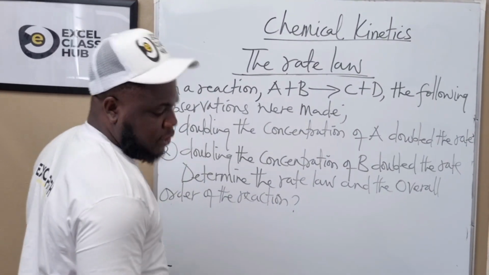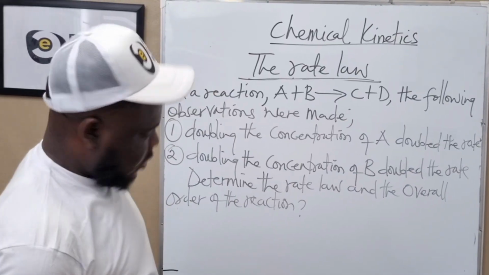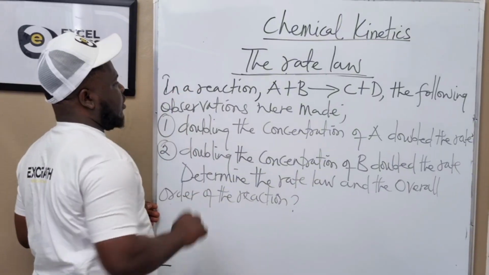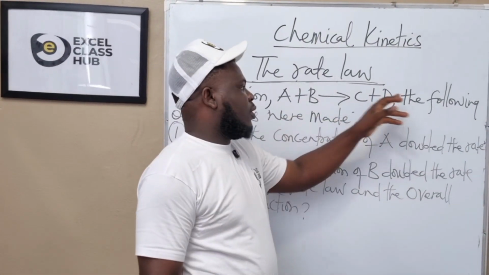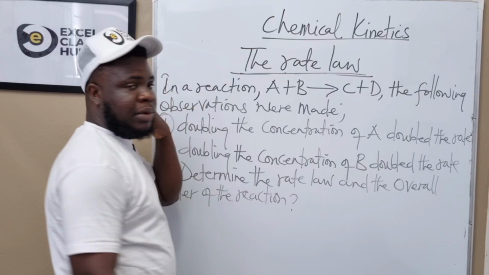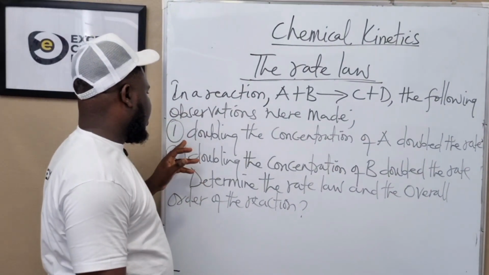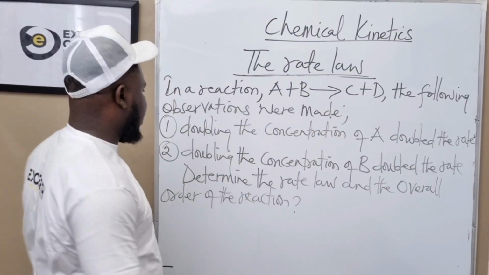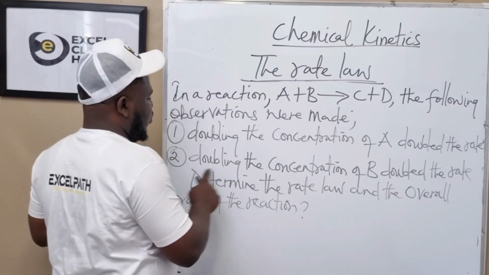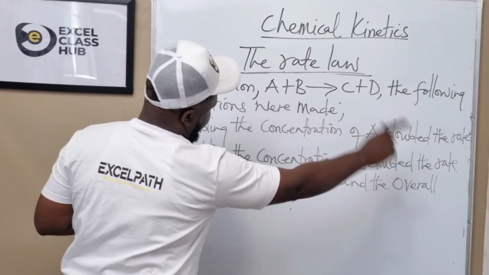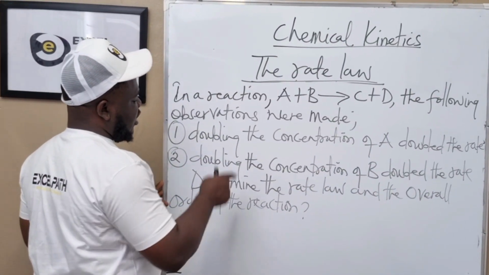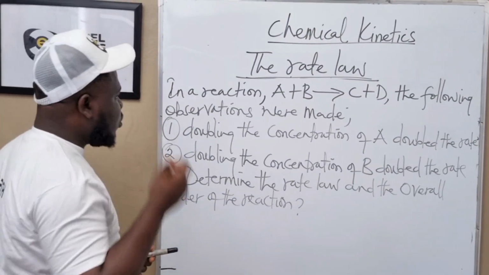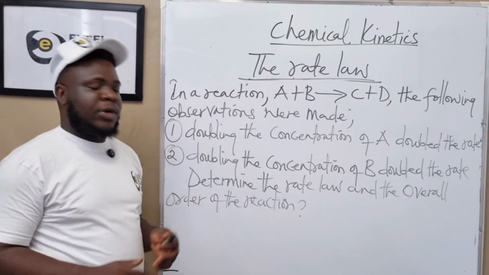Now look at a question of this nature. Yes, let's look at this question. So the question says, in a reaction, A plus B to give C plus D, the following observations were made. From our figure 1, doubling the concentration of A doubled the rate. That's from our figure 1. From our figure 2, doubling the concentration of B doubled the rate. So the question says, determine the rate law and the overall order of the reaction. So how do we go about solving this kind of question?